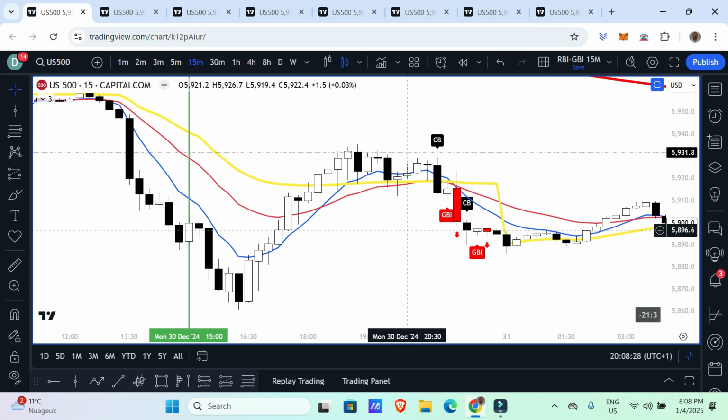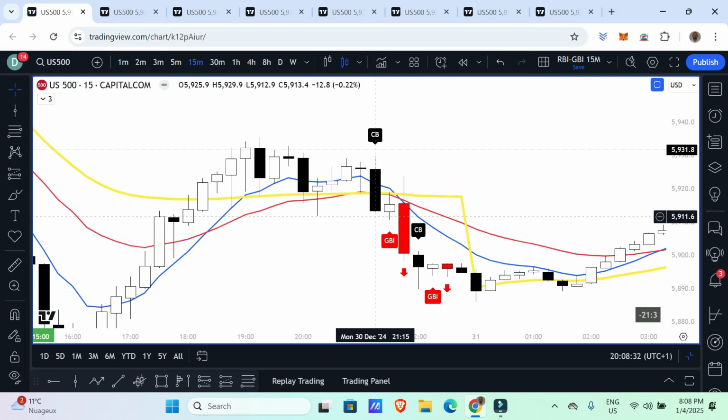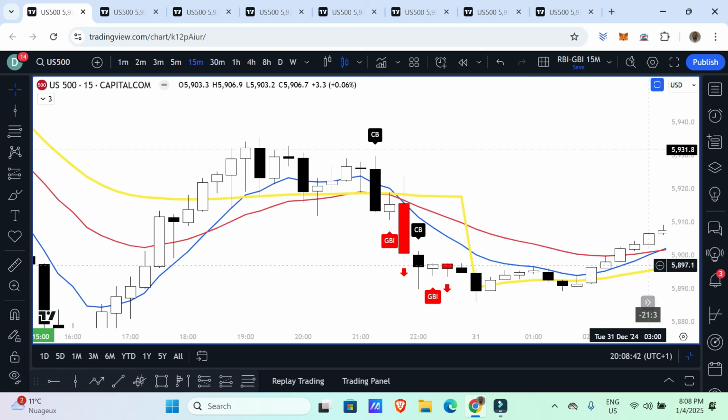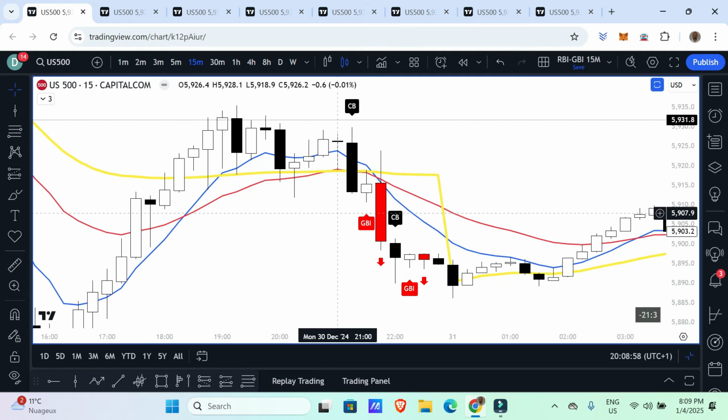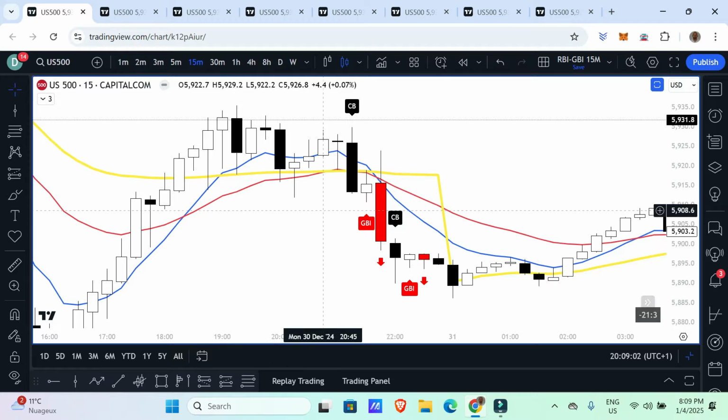And we can see the first signal we got here, at 9:15 European time, so this must be around 3:15 p.m. New York time. This is the power hour in New York, and we can see clearly moves coming in.